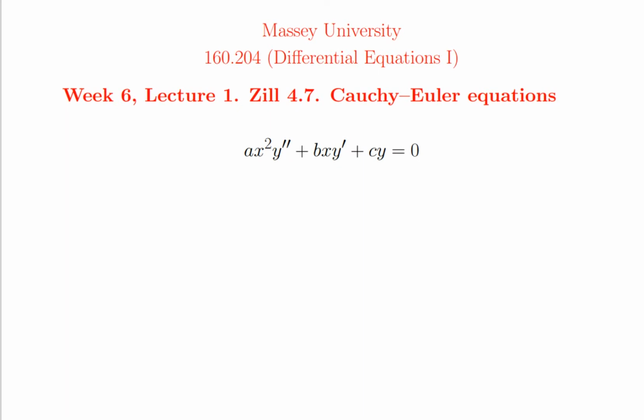Today we're going to look at a different kind of higher order linear differential equation, different from constant coefficient equations, which we've been mostly working with until now. It's called a Cauchy-Euler equation, and the distinguishing feature is the coefficients of each derivative term. So the coefficient of y double prime must be a constant times x squared. The coefficient of y prime must be just some constant times x. And the coefficient of y must be just a constant.